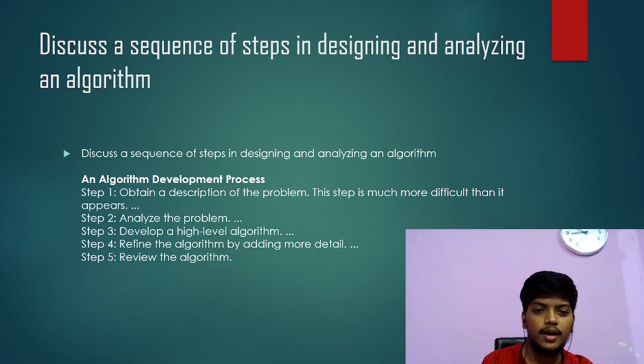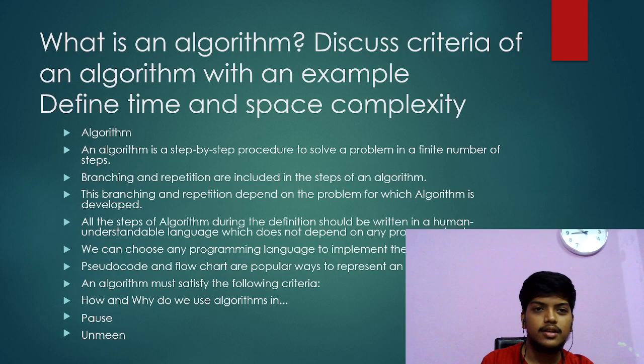Step three is to develop a high level algorithm. Step four is to refine the algorithm by adding more details. Step five is to review the algorithm. The next question is, what is an algorithm? Discuss criteria of an algorithm. Define space as well as time complexity.